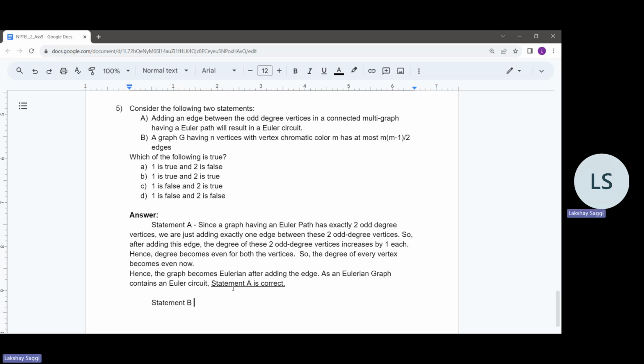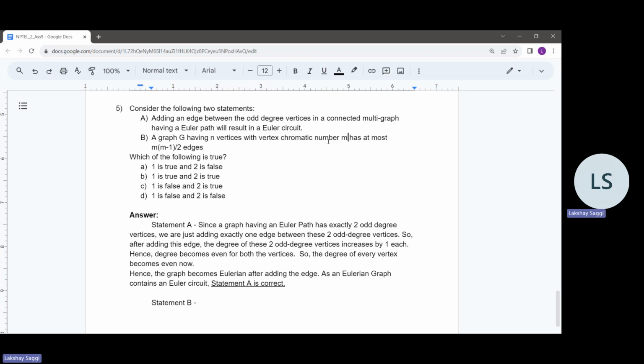So now let's come to statement B. Statement B says a graph G having n vertices with vertex chromatic number M has at most M times (M minus 1) by 2 edges. Note that this is not the edge chromatic number, but rather the vertex chromatic number.